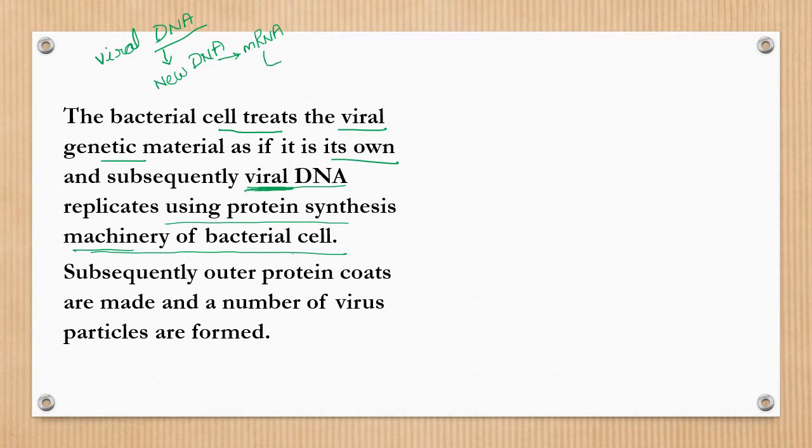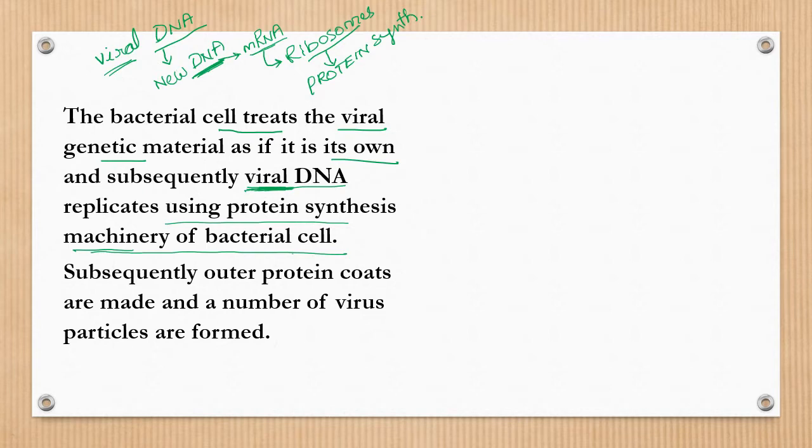This mRNA carries the information from where? From the DNA, which is the viral DNA. It transcribes its information onto the RNA, that is mRNA, and this mRNA carries it to the ribosomes. We know the function of the ribosome: in the ribosome, protein synthesis takes place.